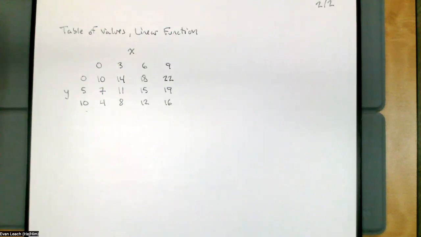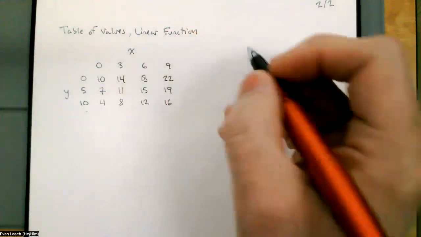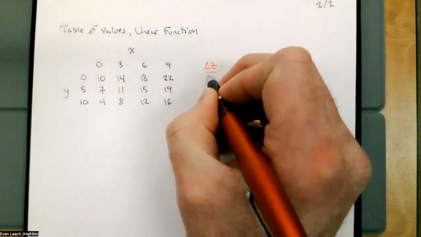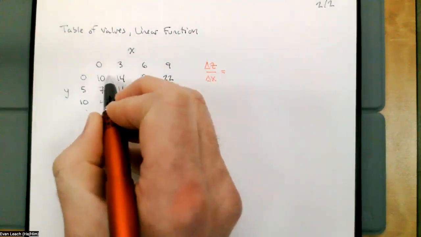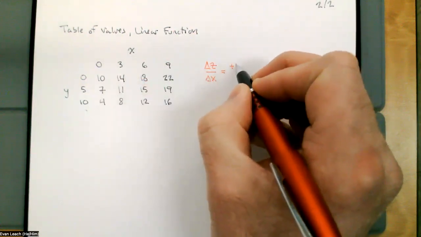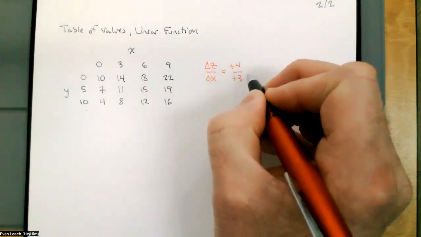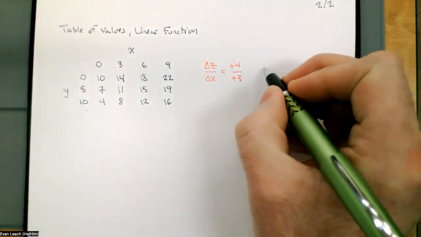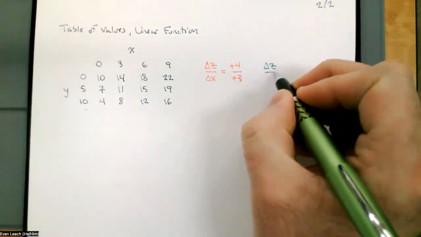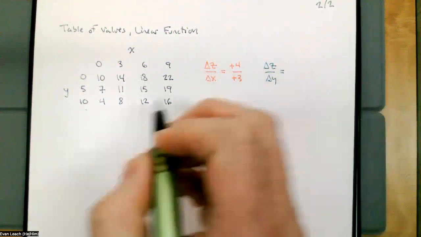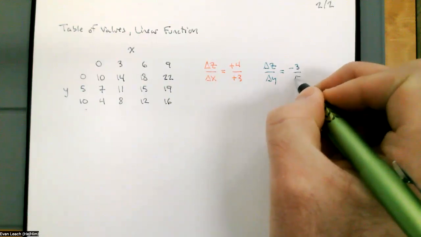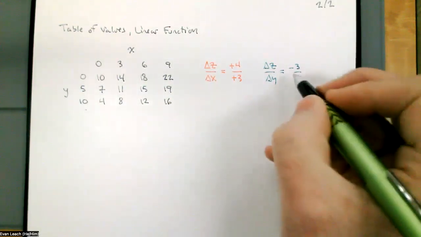Now we have quite a bit of information. This is a linear function. So we could see that delta z over delta x: z is increasing by 4 whenever x increases by 3. And the change in z with respect to y: z is decreasing by 3 when y increases by 5.